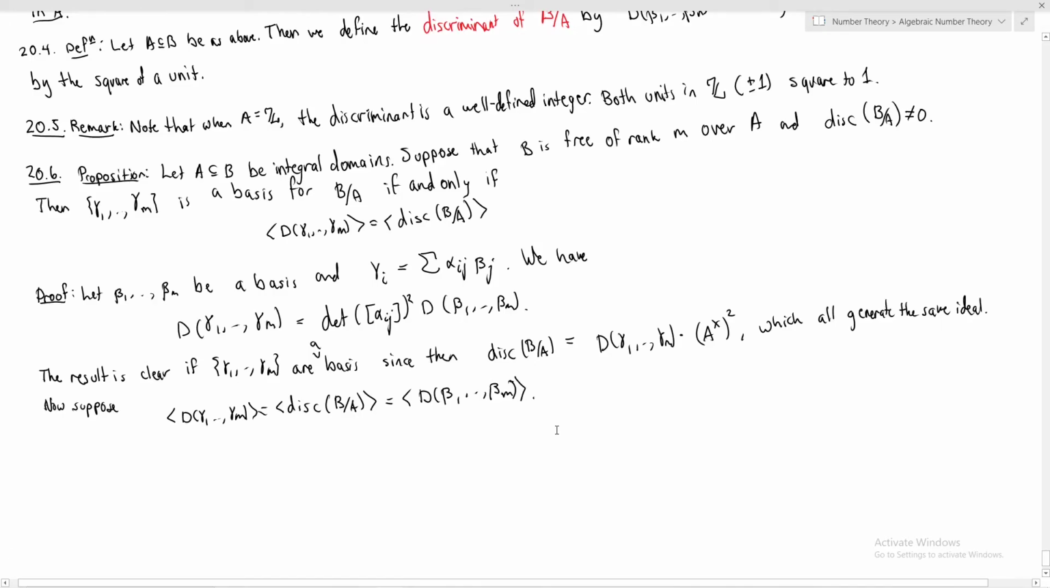what does that mean? This means that, let's see, we can find c in A such that c times this discriminant of these guys, gamma 1 through gamma m, equals the discriminant of beta 1 through beta m. So this discriminant of the gamma i's has to divide the discriminant of the beta i's now.